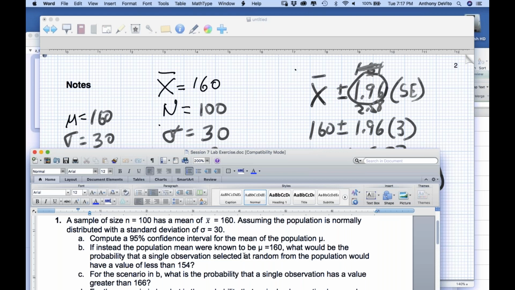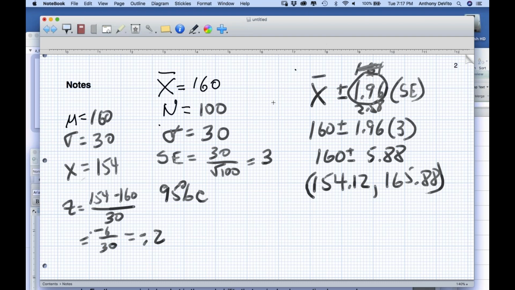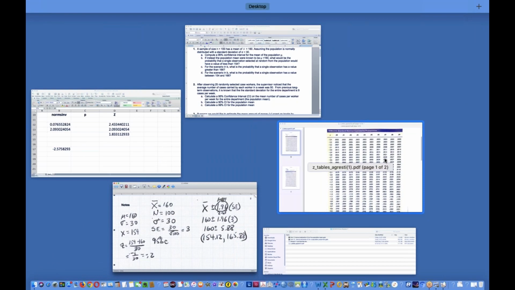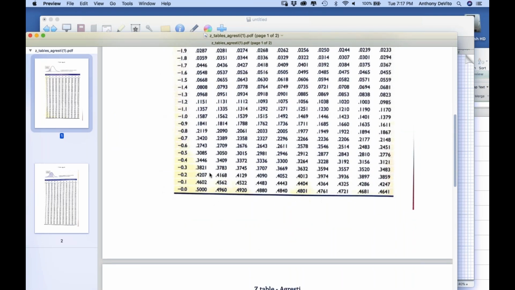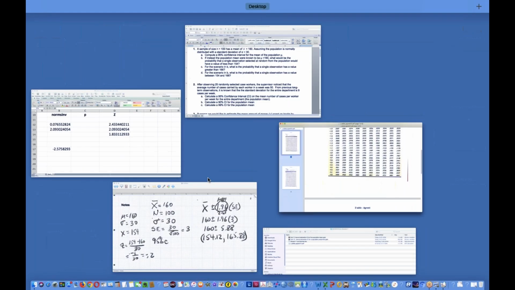Probability would be less than that value. So I want the area to the left of that. There's a couple of ways I could do that. One way is to go to my z table and look up negative 0.2, and 42% of the distribution is to the left of it. The probability of picking a person that has a value of 154 or less is 42%.